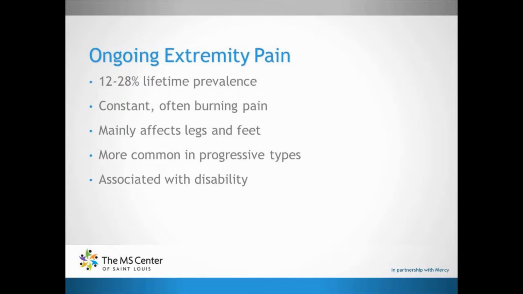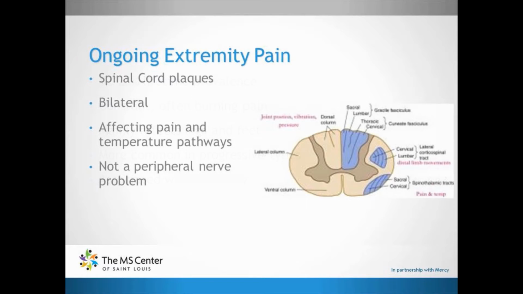So let's look at ongoing extremity pain. About 12 to 28% of people experience this across one's life. It's constant, often burning, and it affects the legs and the feet. It certainly is more common in progressive MS and associated with disability. Let's take a look at this picture of the spinal cord. Ongoing extremity pain is associated with spinal cord plaques. What you see in this picture are not plaques, but different pathways in the spinal cord. Extremity pain is often bilateral, and the plaques are often bilateral.